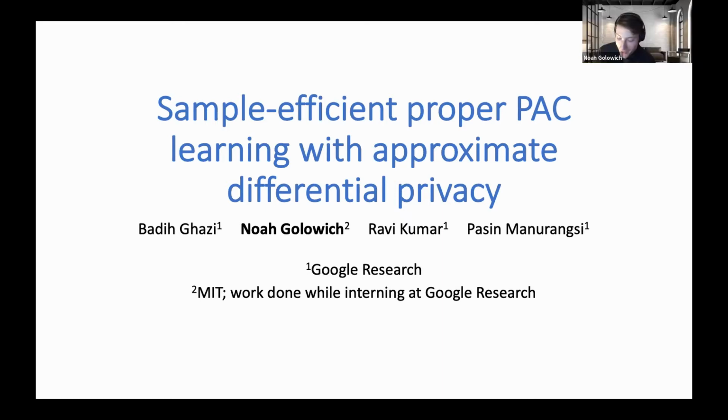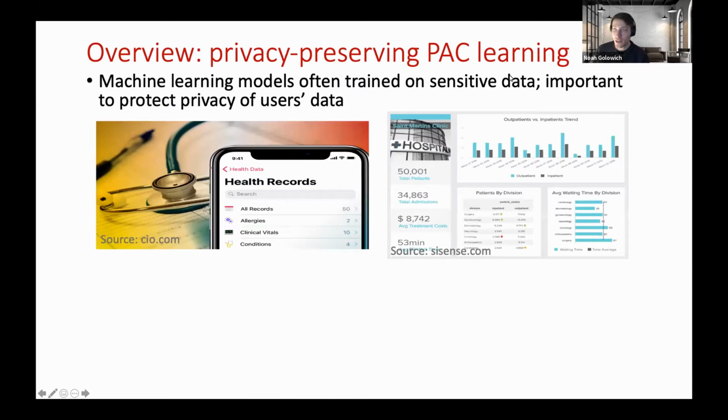Great, thanks, Kwankwan. So this is joint work with Badika Z, Ravi Kumar, and Pasin Manurangsi. So in this talk, I'm going to talk about privacy preserving PAC learning. And some of the motivation for this is that machine learning models nowadays are trained on sensitive data. And it's important to protect the privacy of the users who produce this data. So for instance, think about hospital data or personal health data. This is data which should be kept private.